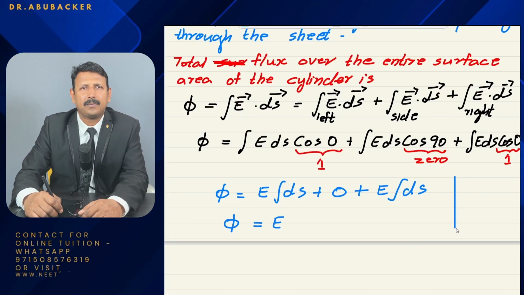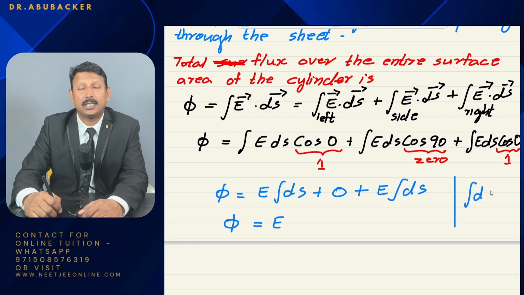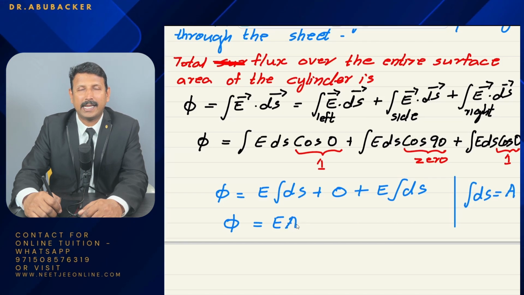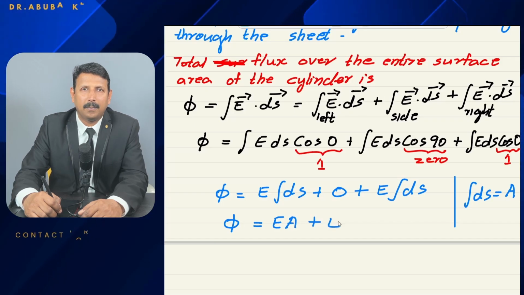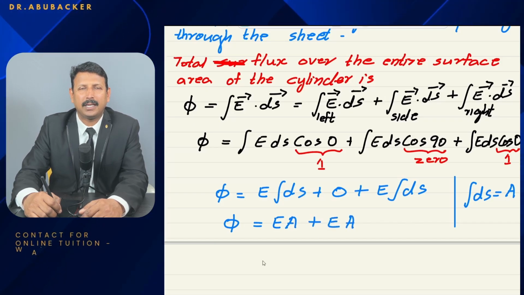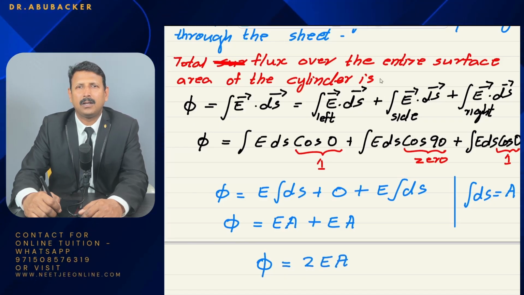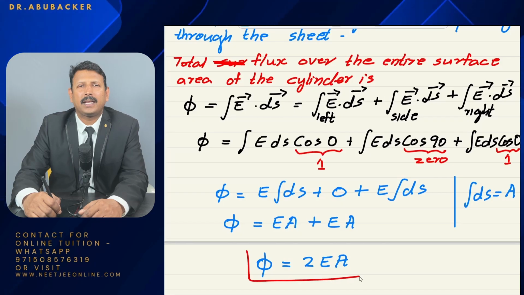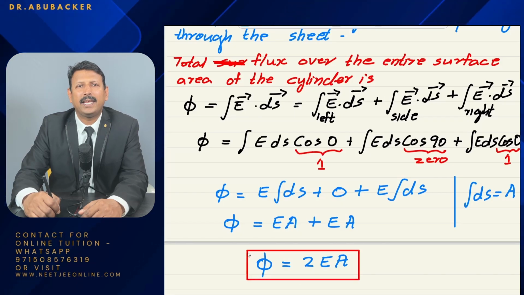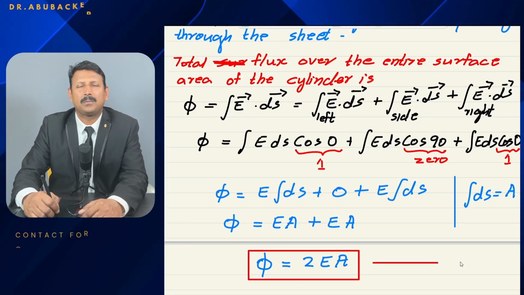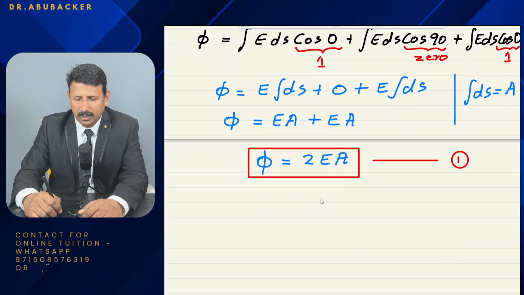So here, in the previous case, we wrote that the integral of ds over the sphere is 4 pi r square. But here we are writing the total area is just A. A can be anything, right? It depends on the shape. For the sheet, length and breadth will come. So EA plus EA is equal to 2EA. That is the flux produced by a thin sheet. Electric flux due to a thin sheet is 2EA.